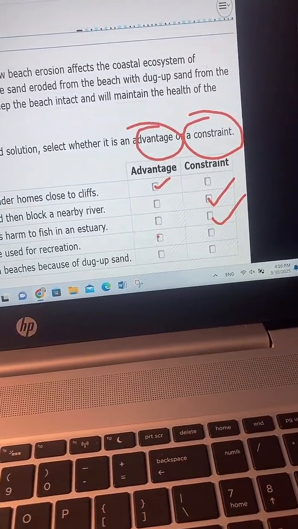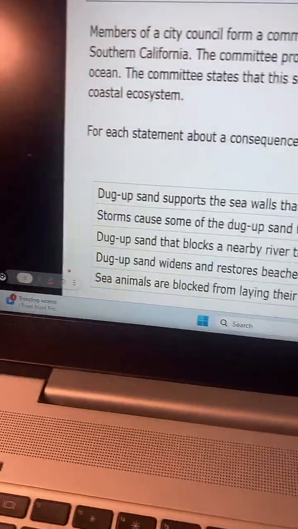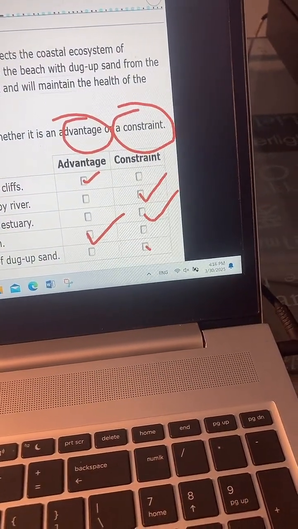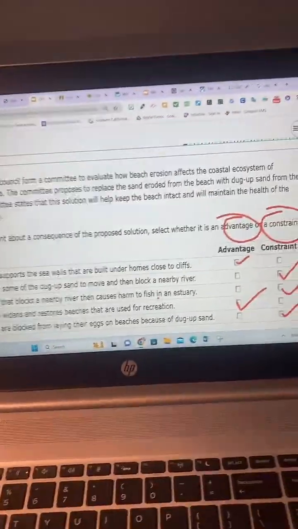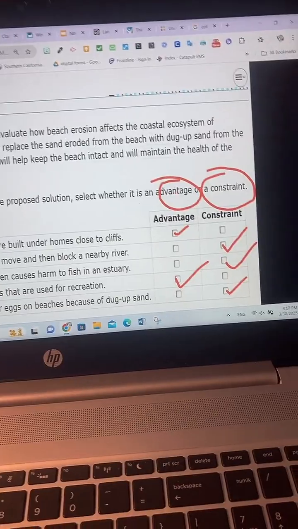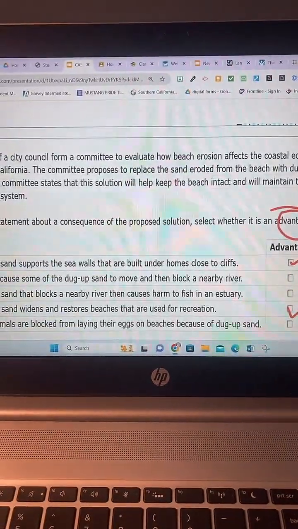Dug up sand widens and restores beaches that are used for recreation. Yay, more beaches. Good. Advantage. Sea animals are blocked from laying their eggs on beaches because of dug up sand. Well, that's a bad thing. Animals can't have babies. Constraint. And there's your answer. Once again, the key idea here is advantage is good things that happen. Constraints are bad things that happen.